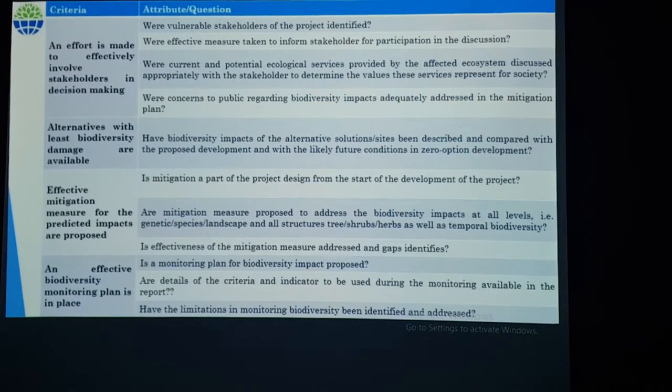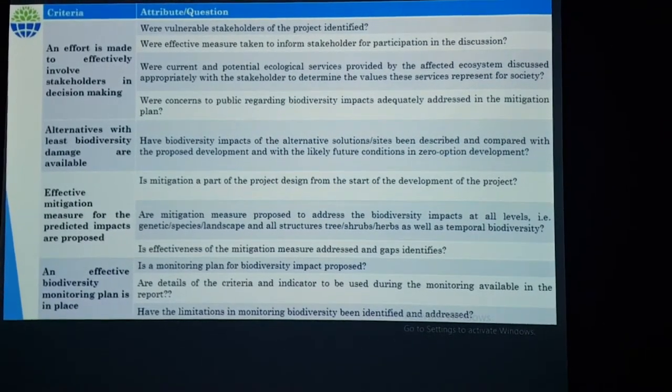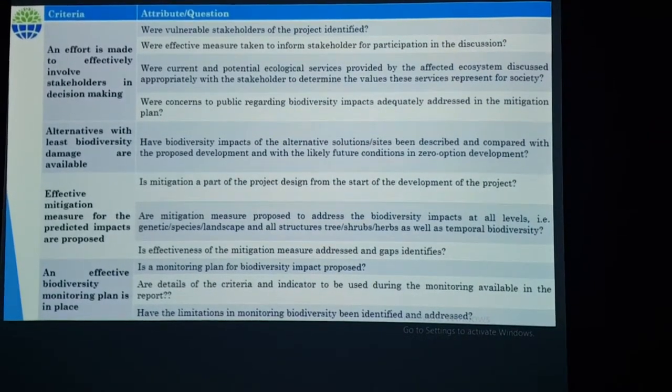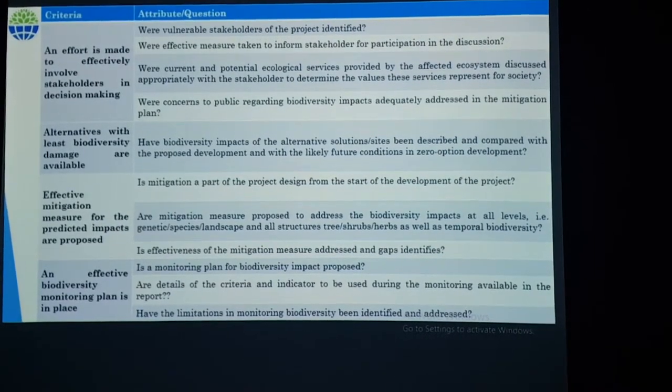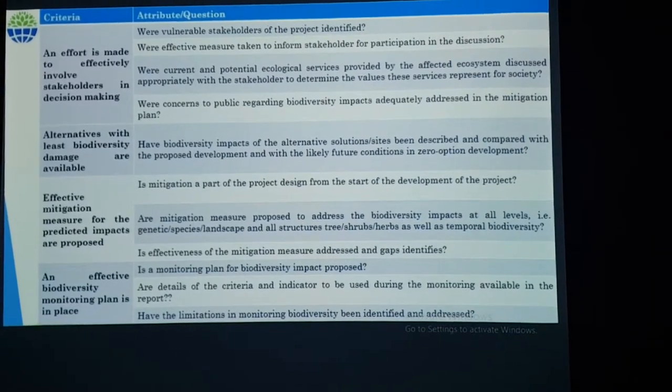And the next criterion is alternatives with least biodiversity damage. For that we have to check: has the biodiversity impact of alternative solutions or sites been described, and are they compared with the proposed development and with the likely future condition in the zero option development?